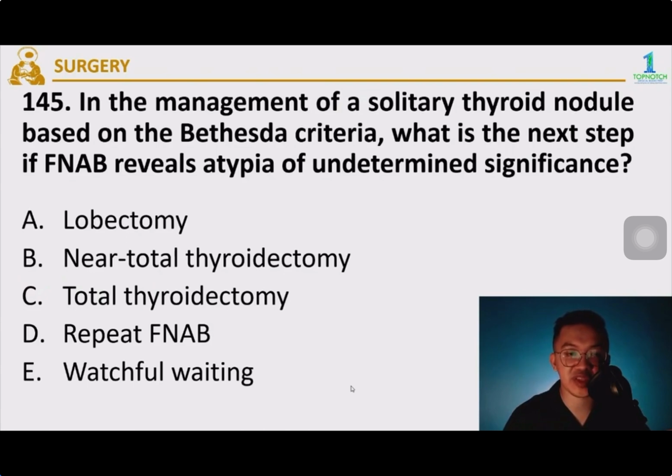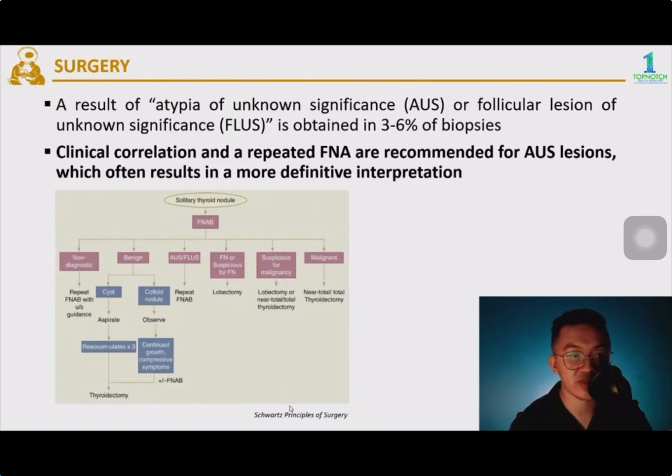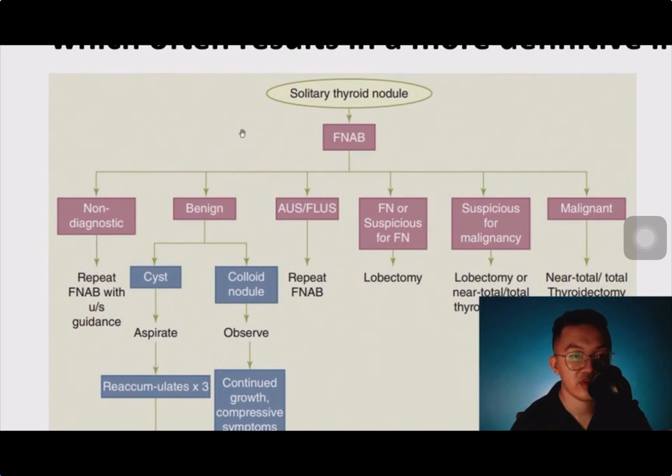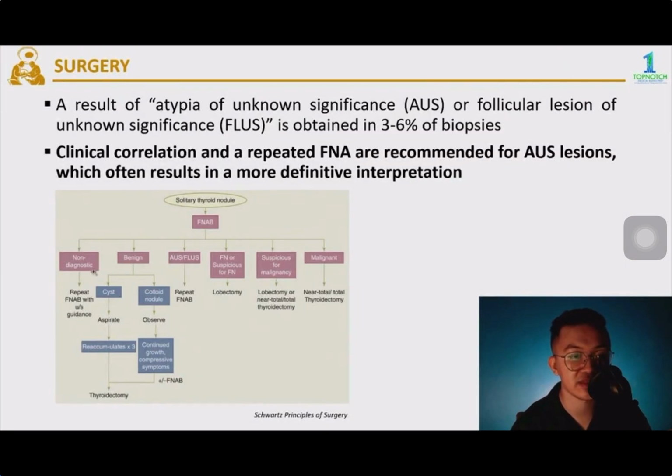145, in the management of a solitary thyroid nodule based on the Bethesda criteria, what is the next step if FNAB reveals a TBSRTC category of atypia of undetermined significance? The Bethesda classification will guide you ultimately in your future management. So I'll just zoom this. When you have a solitary thyroid nodule, the initial test you're going to do is an FNAB. If it's non-diagnostic, you're going to repeat your FNAB with ultrasound guidance.